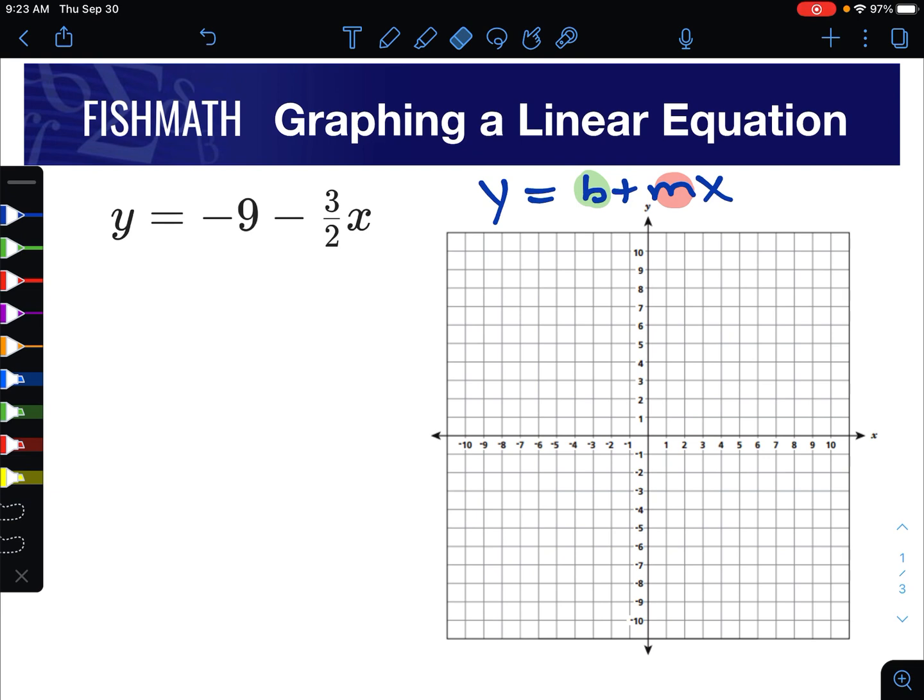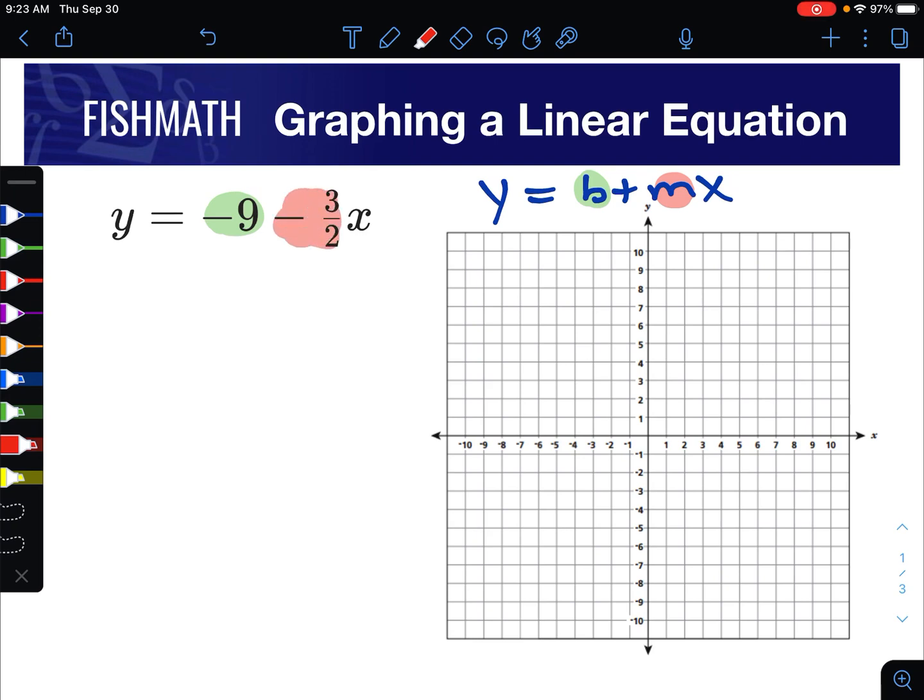So if that's our general form, the example that we're given on the left here says y equals -9 minus 3/2 x. So our b value is not always the first number, it's the number that is a constant which has no variable next to it. So that would be the -9. Whereas the m is the coefficient, which is the number in front of a variable. So that would be the -3/2.